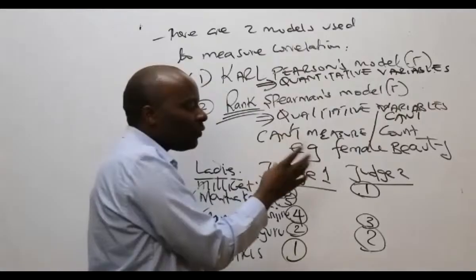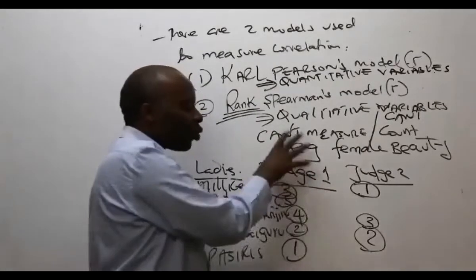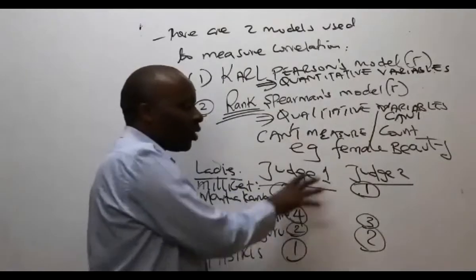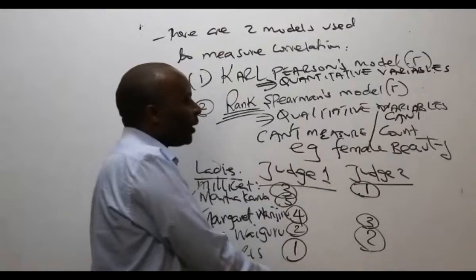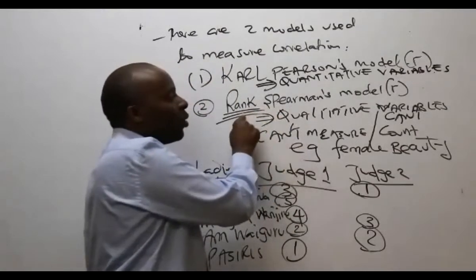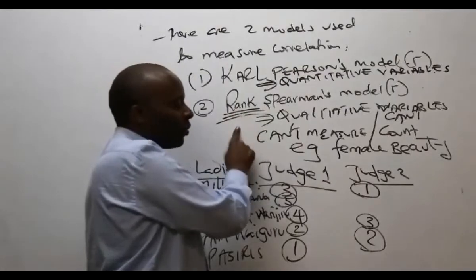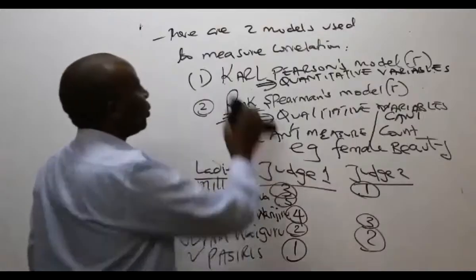And for all qualitative variables, for purposes of measuring them, the only way is to have various judges ranking them. And if it is ranks that you have, ladies and gentlemen, then the only model you can use is Spearman's ranks model. Ladies and gentlemen, let's get back here. Please write for me there, Karl Pearson's model.